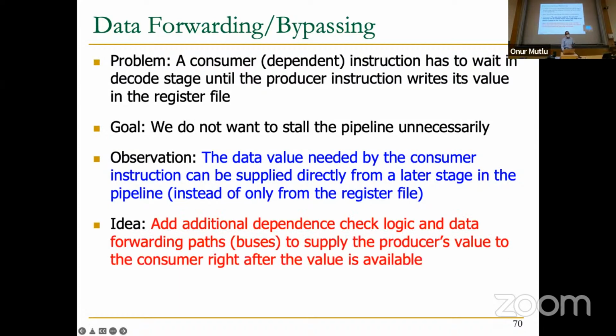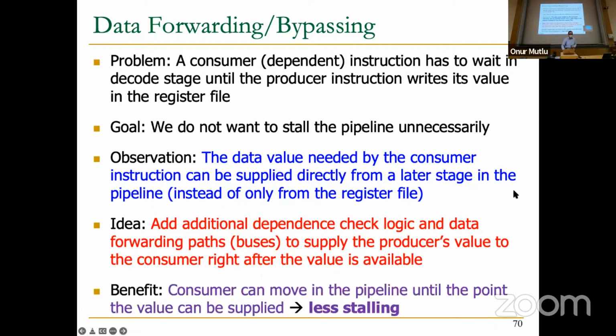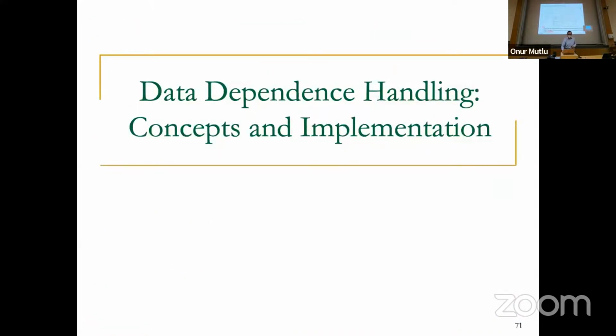So the idea here is to add additional dependence check logic and data forwarding paths, meaning buses, to supply the producer's value to the consumer right after the value becomes available, or maybe after you latch it. Latching is maybe better, actually, as we will see. So the benefit is the consumer can move in the pipeline until the point the value can be supplied. So you get less stalling. Does this make sense? Let's take a look at an example soon.